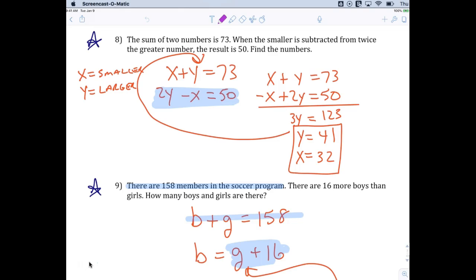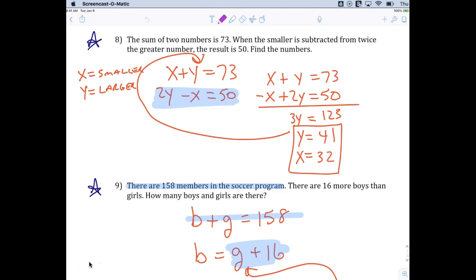And then it says what? When a smaller number is subtracted from, that means what? Minus x. That's what that means. It's subtracted from what? Twice the greater number. So 2y. And then that is equal to what? 50.